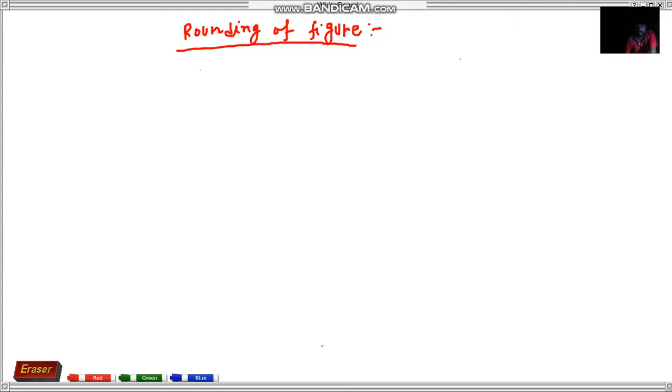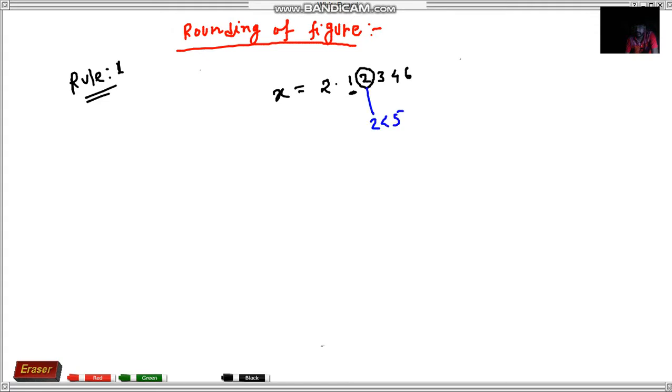Here, suppose let me take a number x equals 2.12346. So what will be the rounding of this number according to rule number 1, what I have said earlier? Now up to 1 decimal place, the cutoff digit is 1, and we have to look at the digit after it, and here this 2 is less than 5. So the number after rounding will be just 2.1, because this 1 will retain its original value, because the number lying after the cutoff digit is less than 5.